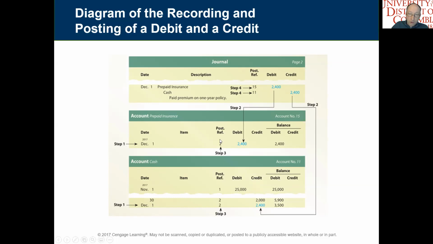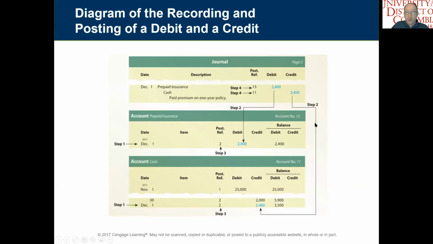Step 3, we recorded the reference numbers. And as you can see, those reference numbers correspond. And then step 4, we record the reference numbers for the respective account numbers, right? Prepaid insurance is account number 15. The cash account is account number 11.